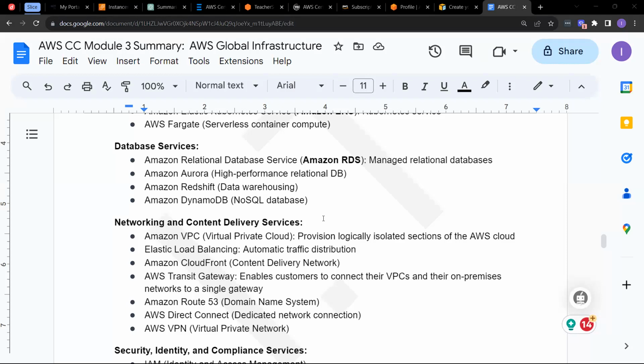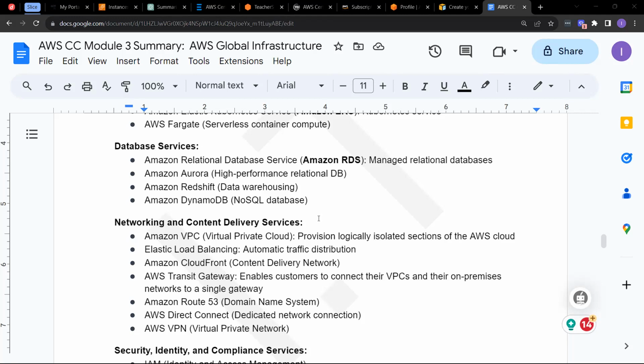Amazon CloudFront, as I explained earlier, is a content delivery network using cache edge locations. And then there's a transit gateway that enables customers to connect their VPCs and their on-premises networks to a single gateway. There's Route 53, a domain service. We have explained that one too. And then Direct Connect is for a dedicated network connection. So with Direct Connect, I have my on-prem infrastructure, and I have an infrastructure on the cloud. Direct Connect lets me connect both without using the public internet.